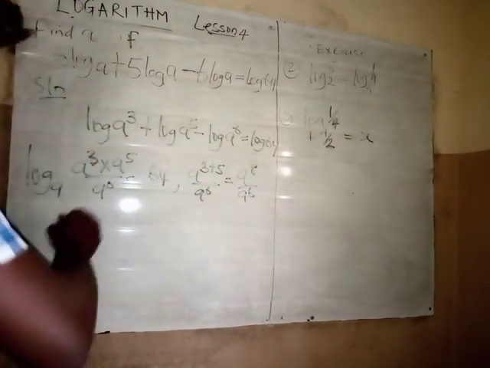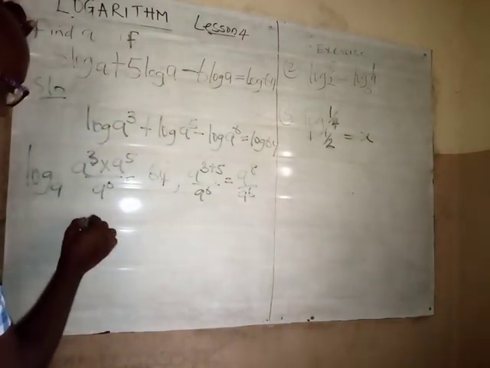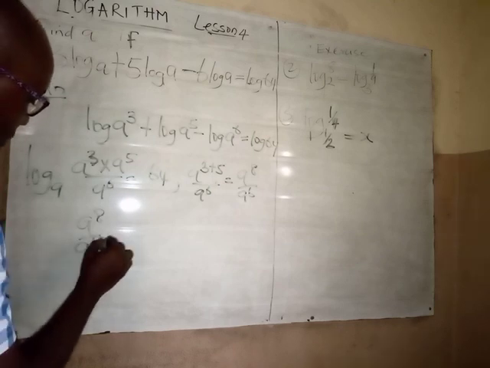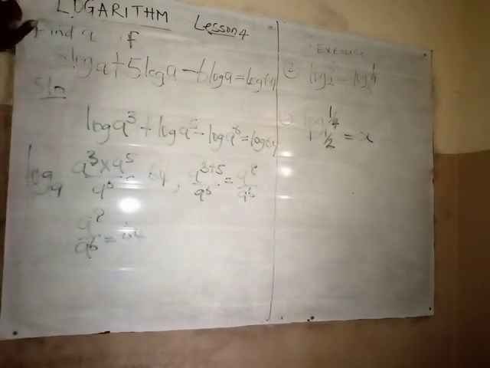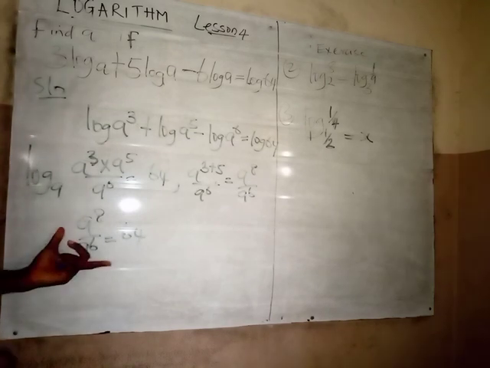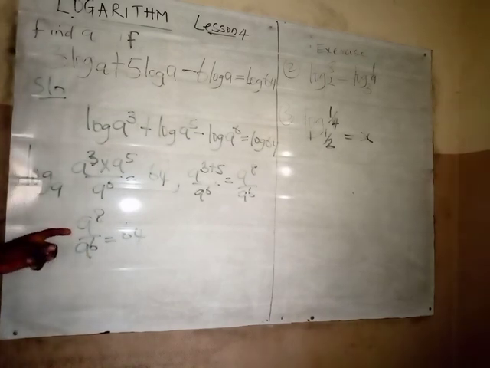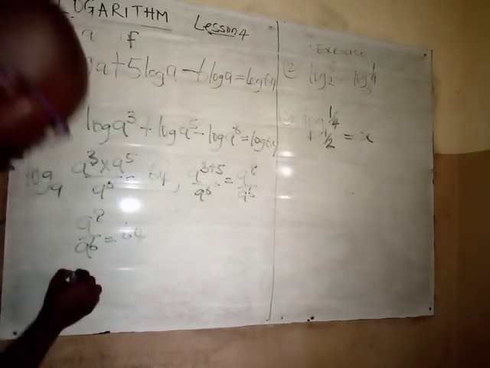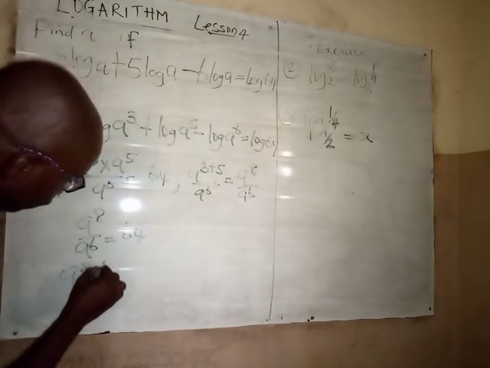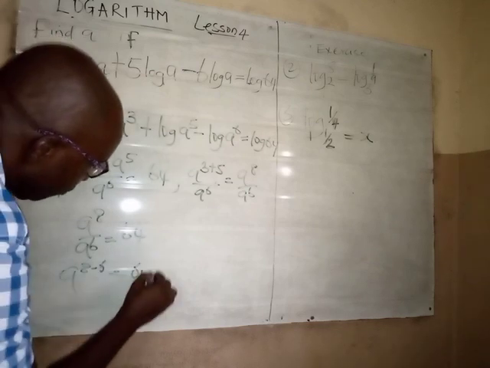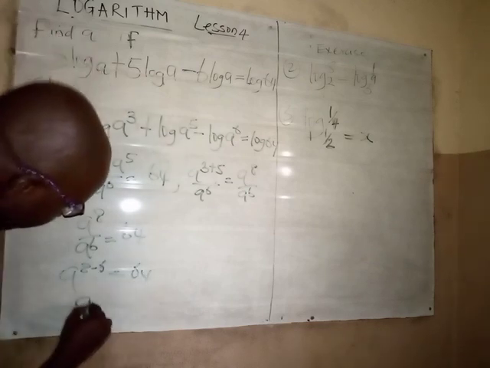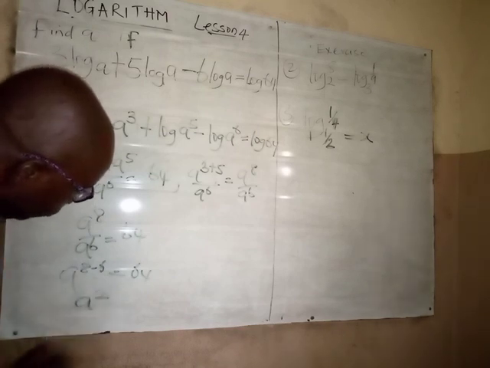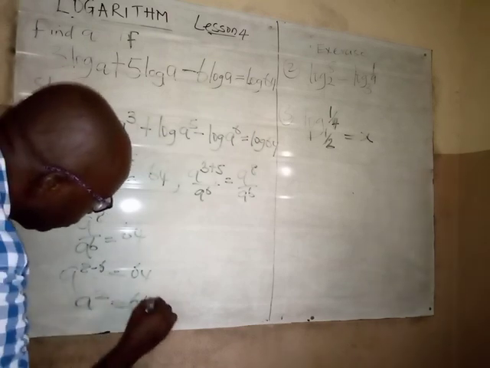So I now come here and apply it. A raised to power 8 over a raised to power 6 equals 64. Then in division, in the law of indices, we subtract the powers. So we will now say a raised to power 8 minus 6 equals 64. 8 minus 6 will give me a raised to power 2 equals 64.